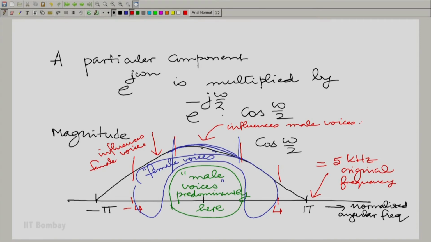So, if you pass this particular combination of male and female voices in the speech signal through the simple system, which simply takes an average of each sample with the immediately past sample, it would relatively enhance the male voices and suppress the female voices, because the magnitude response in the range of the female voices is slightly lower than the magnitude response in the range of the male voices.